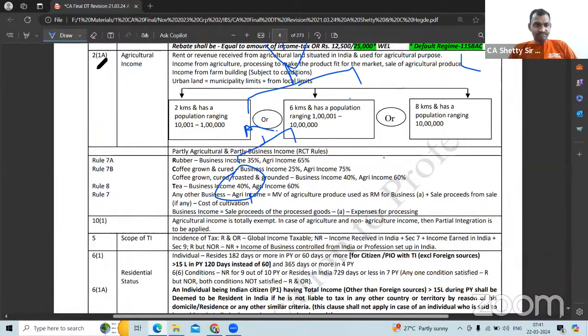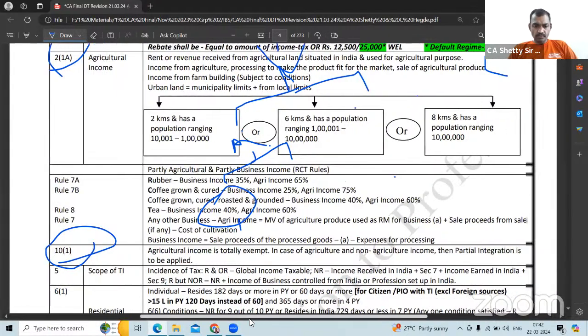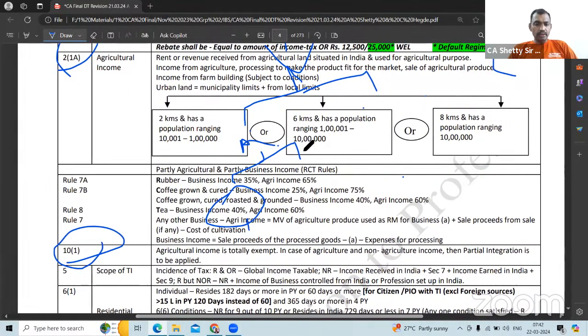Is agriculture income as per section 10(1) completely exempt from tax? As per section 10, with the bracket 1. Very good. Yes, sir, 10 within the bracket 1. On the right side, farm building is agricultural income.